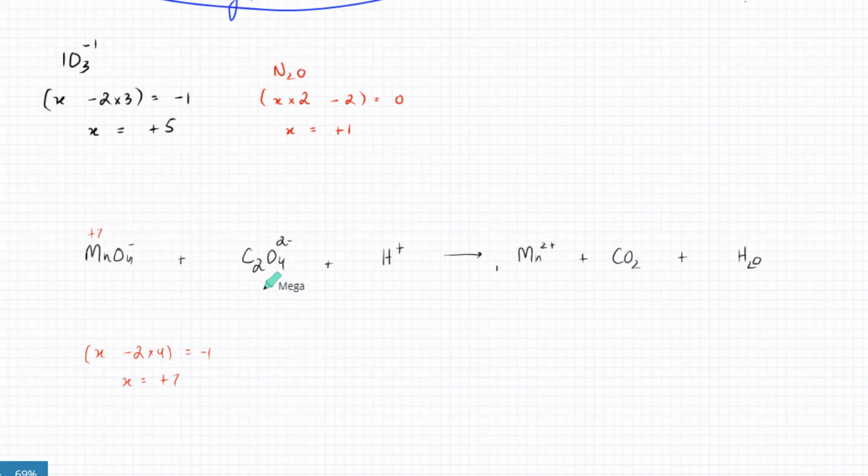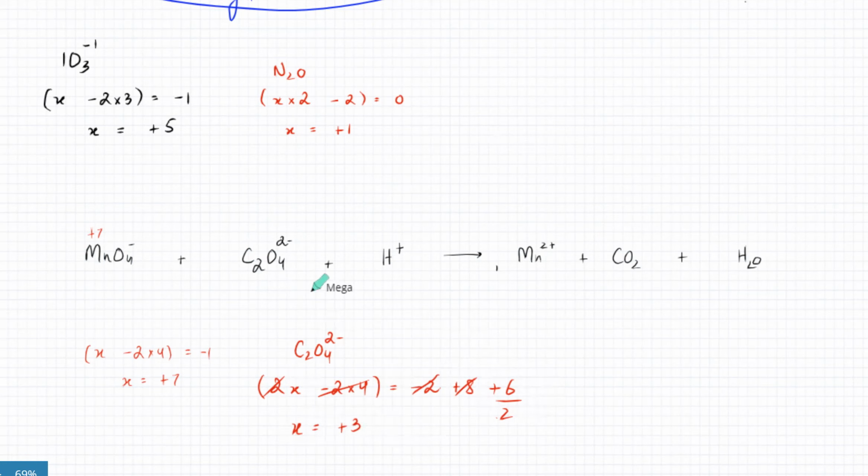Oxygen is minus 2. What about C2O4 2 minus? Carbon is X, 2 of them. Oxygen is minus 2, there are 4 of them. And the total charge is equal to minus 2. So help me with this. If I take the minus 8 to the other side, it will become plus 8. 8 minus 2 would give me 6. And then I'm going to divide by 2. So that will give me 3. So X comes out to be equal to plus 3. So carbon over here is plus 3.